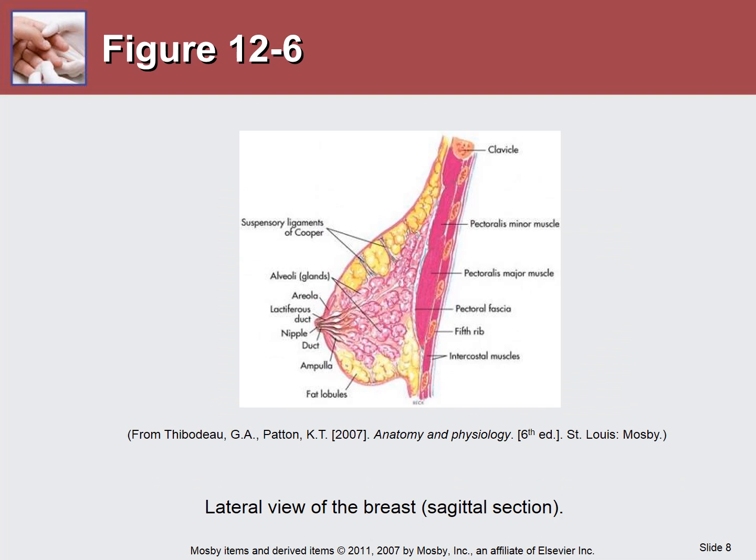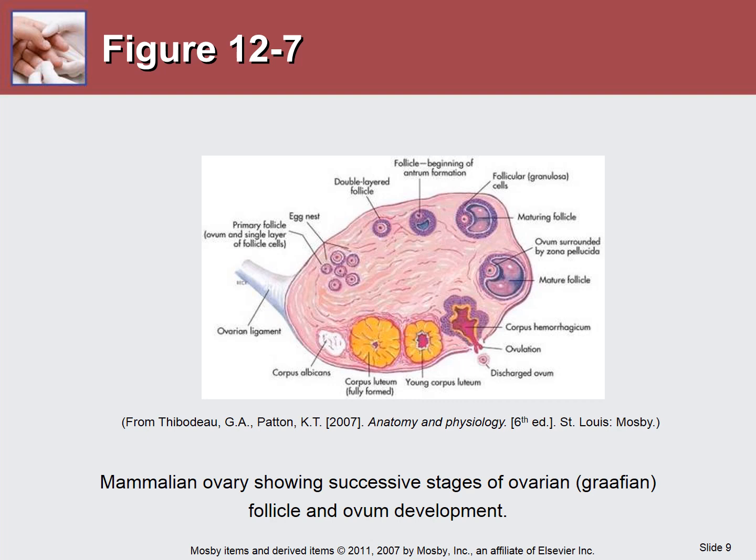So this is a lateral view of the breast. You can see the fat lobules, the ampullae, the ducts, the nipples, and it's an accessory organ, and it plays a very important role in pregnancy and nutrition for the baby. Next slide. This is a slide showing you the mammillary ovaries, showing successive stages of ovarian follicle and ovum development, the process that takes place every single month.